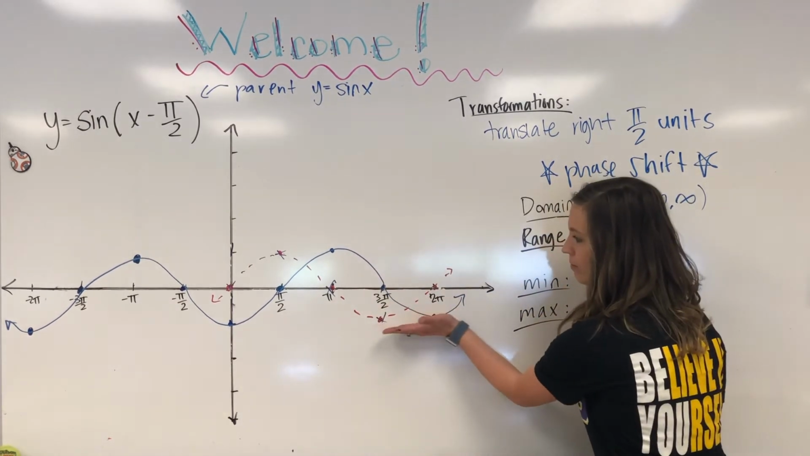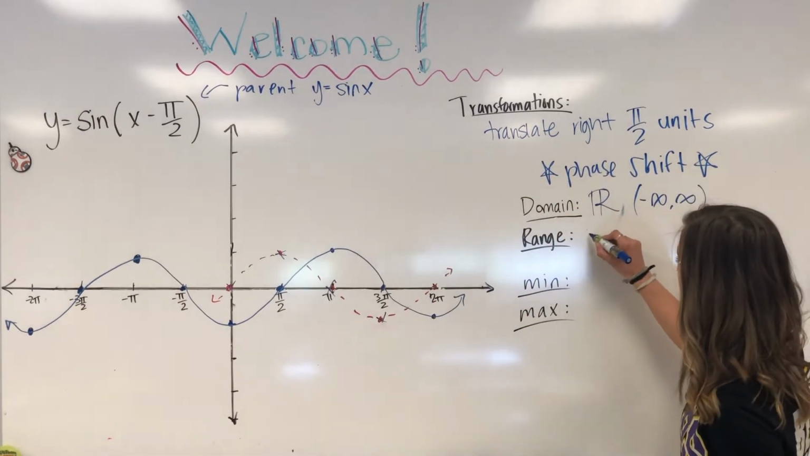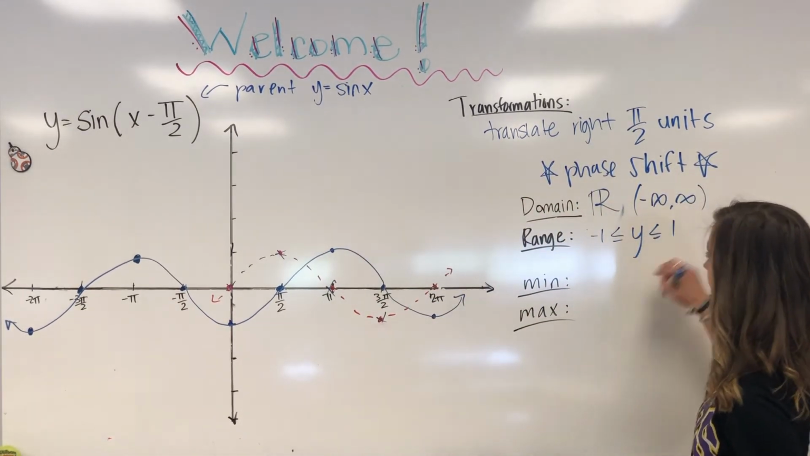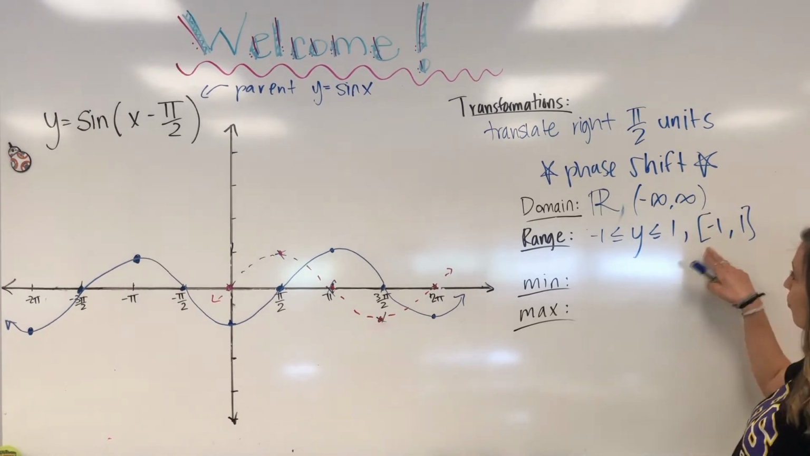Well, the very bottom of our graph is at -1. The very tippy top is at 1. So we're going from -1 to 1 inclusively, or we could write that as -1 to 1 in brackets.